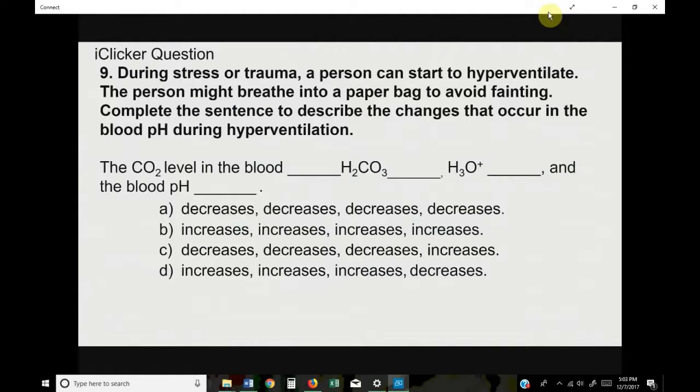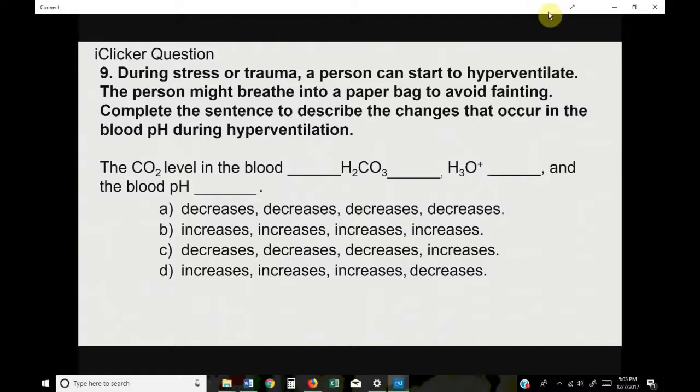So, during stress or trauma, a person can start to hyperventilate. The person might breathe into a paper bag to avoid fainting. Complete the sentence to describe the changes that occur in the blood pH during hyperventilation. The word is during hyperventilation, right?